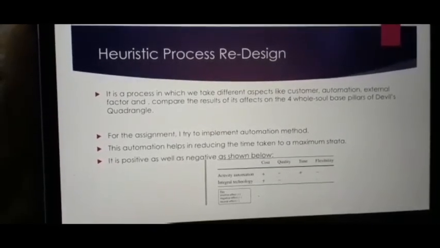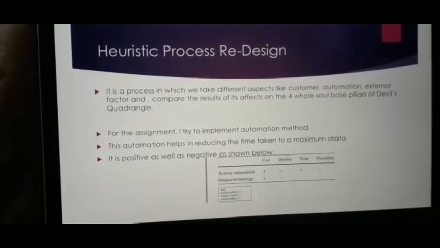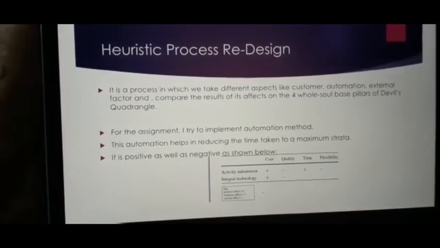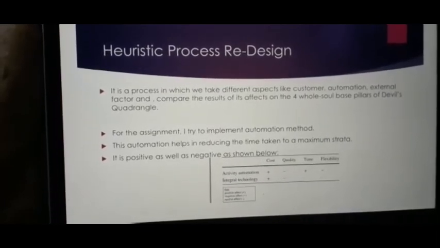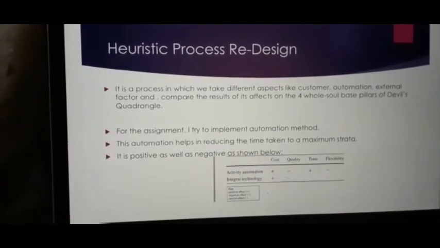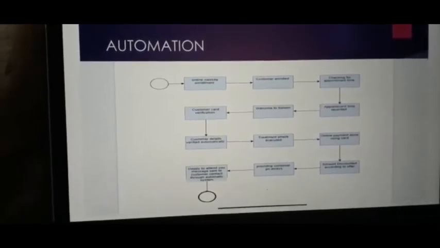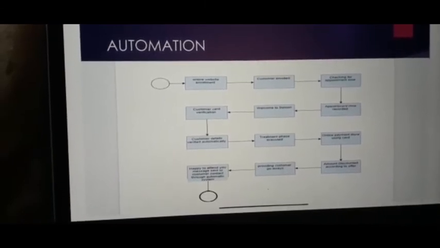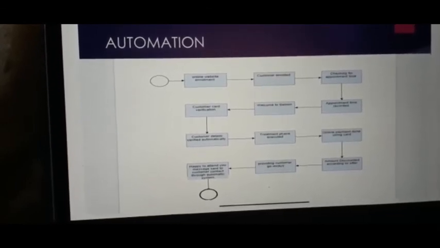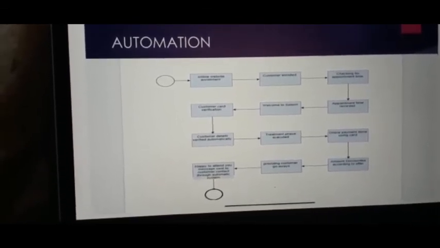Heuristic process redesign is a process in which we take different aspects like customer, automation, and external factors, and compare the results of their effects on the four pillars of the Devil's Quadrangle. As a result, the cost of the overall system is reduced, quality decreases due to more auto dependency. Time reduces but flexibility decreases in activity automation. But in integral technology, time and flexibility remain independent.